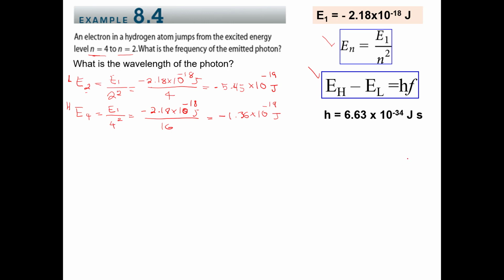Let's see where I can write this. We have here n equal 4, n equal 2. The electron is here, and the electron jumps from here to here. These electrons emit some radiation, and for this radiation we want to calculate the frequency and the wavelength.